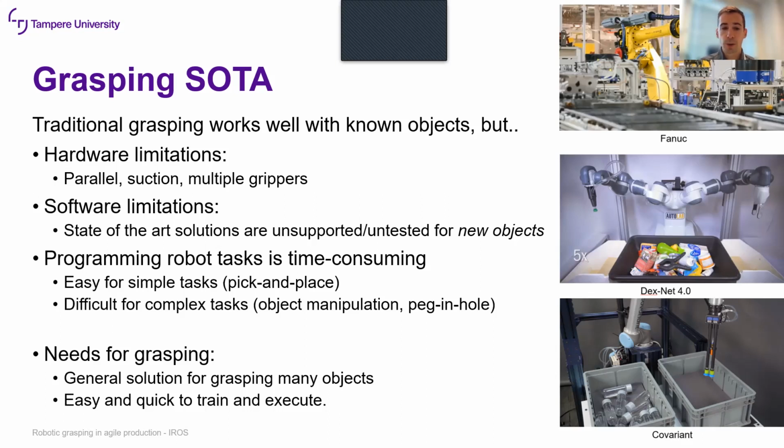So what then do we want from a grasping solution with a robot? We want this solution to be general. So with a single gripper, we want to pick as many objects as we can without having to redesign the system. In addition, we want this to be easily and quickly trainable and executable.